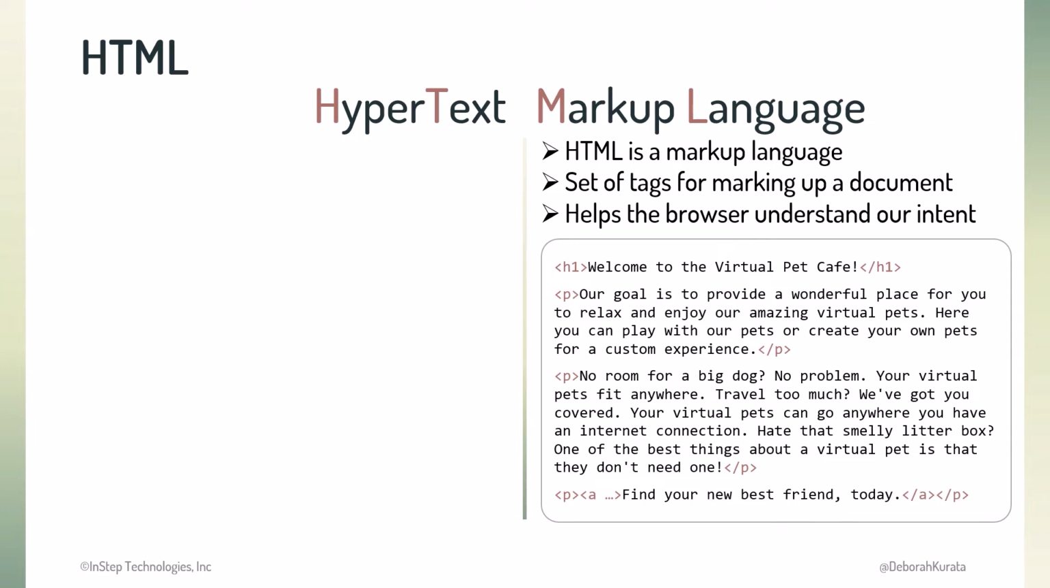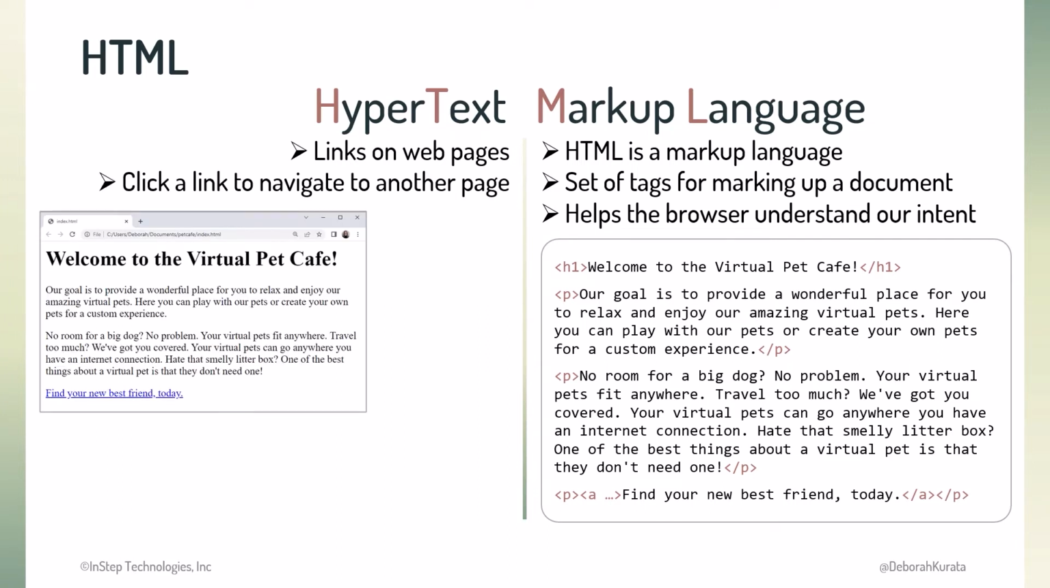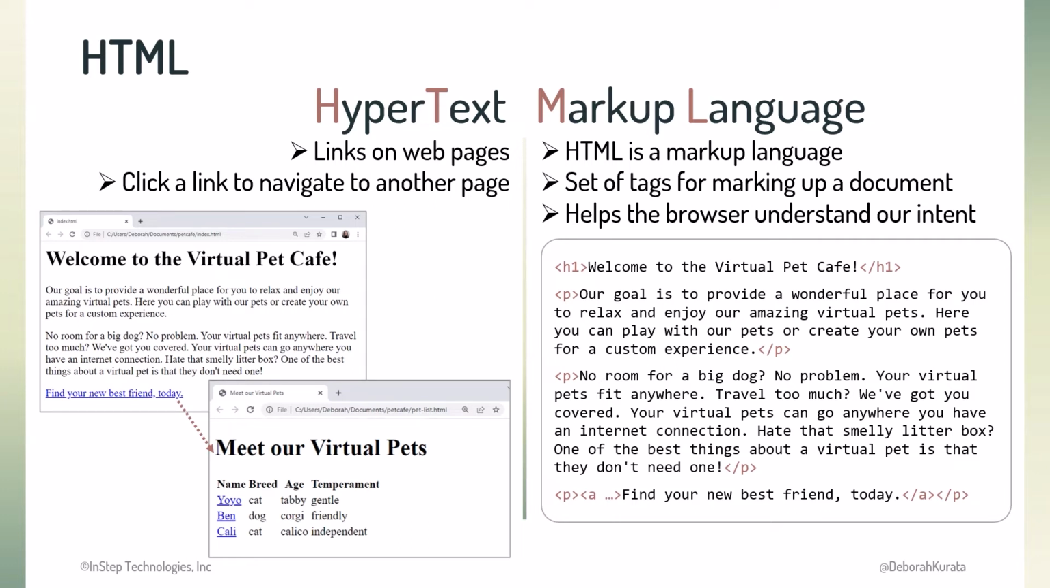The hypertext part of HTML refers to links on web pages. With a hypertext link, we can click on a topic in one page, our homepage for example, and display a different web page, such as a list of our virtual pets. HTML was created for web pages. Every web browser knows how to read HTML, display a web page, and link to other pages with hypertext links.